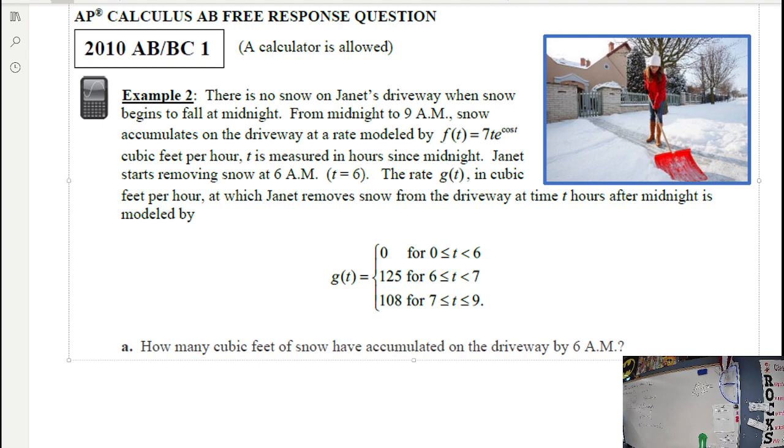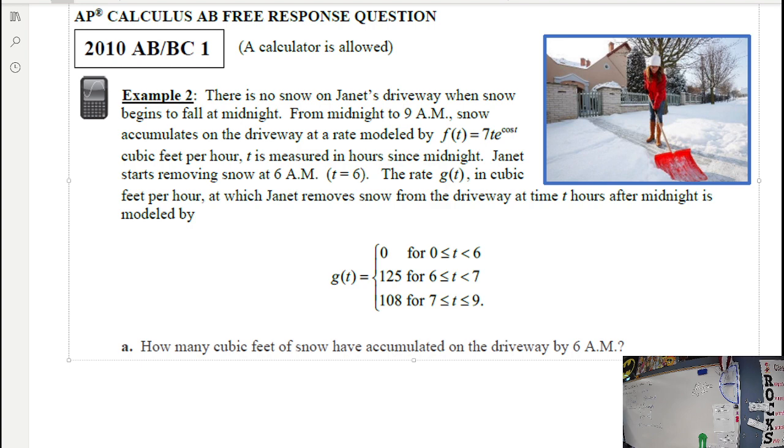So there are two functions. One is snow falling, and one is snow removal. G of t is how fast Janet is removing snow, in cubic feet per hour, at time t after midnight. So from 0 to 6 a.m., Janet's not removing any snow, is she? From 6 to 7, she's removing snow pretty fast. She's going at 125 cubic feet per hour. I don't actually know how fast that is, but I do notice this. After her first hour, what happens to her rate? She slows down.